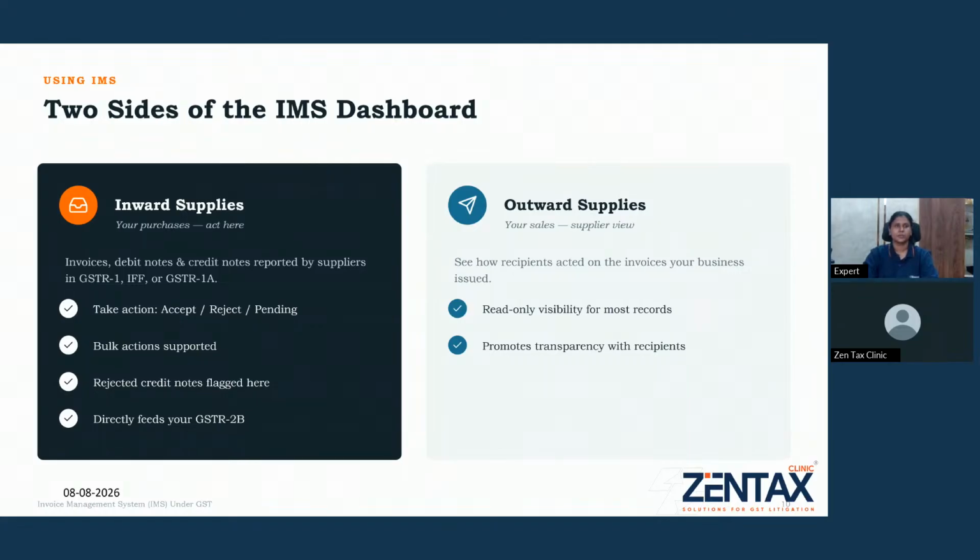In inward supplies, we can see the invoices, debit notes, and credit notes reported by the suppliers in GSTR 1, IFF or 1A, and there we can take action as accept, reject, or we can keep pending. Bulk action can also be taken in that portal. Also, rejected credit notes are flagged there. Once we have given acceptance and completed our action, this data directly feeds our GSTR 2B.